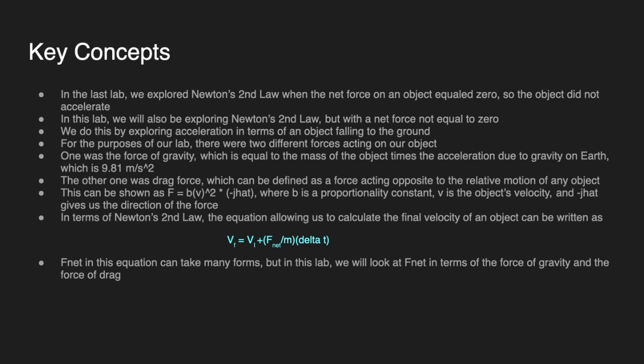In terms of Newton's second law, the equation allowing us to calculate the final velocity of an object can be written as: the final velocity of an object is equal to its initial velocity plus its net force divided by its mass times delta t. Fnet in this equation can take many forms, but in this lab, we look at it in terms of the force of gravity and the force of drag.